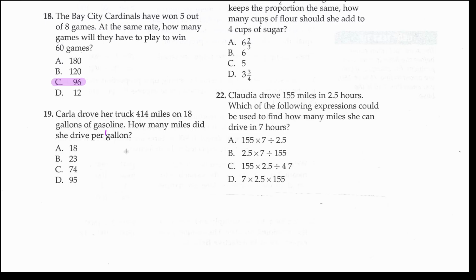Okay, now to solve for the miles, we need to set up our first ratio. 414 miles over 18 gallons of gas equals how many miles? So we don't know. We got to put x on the top because the number on the top is referencing miles. Did she drive per 1 gallon? So put 1 gallon down here.